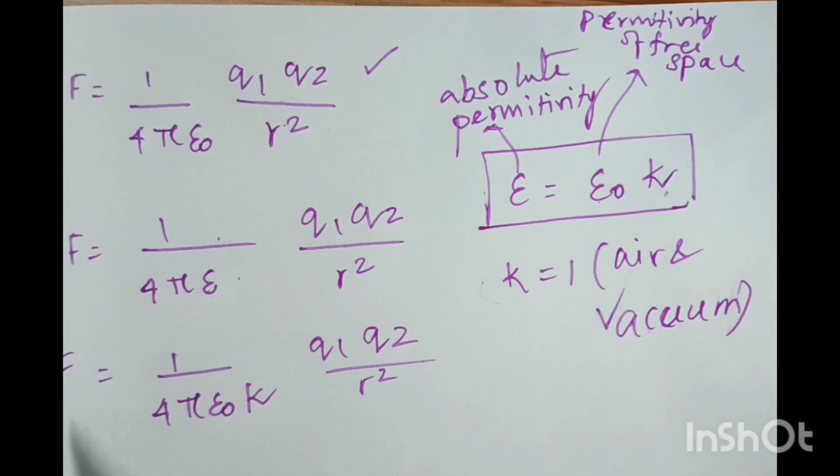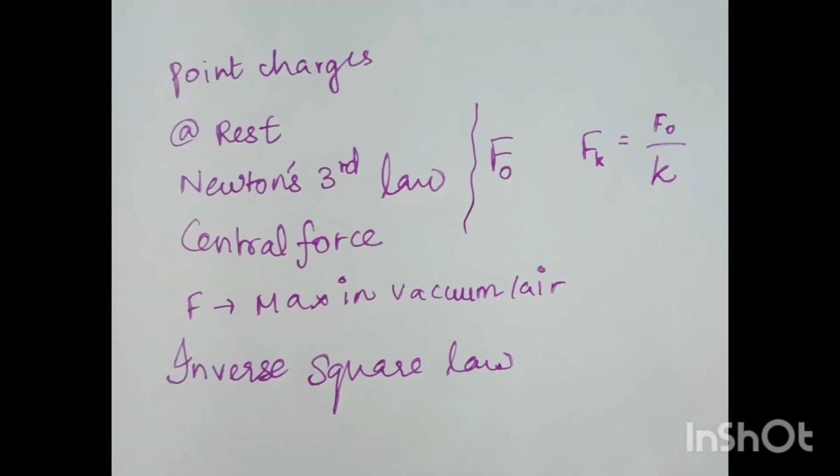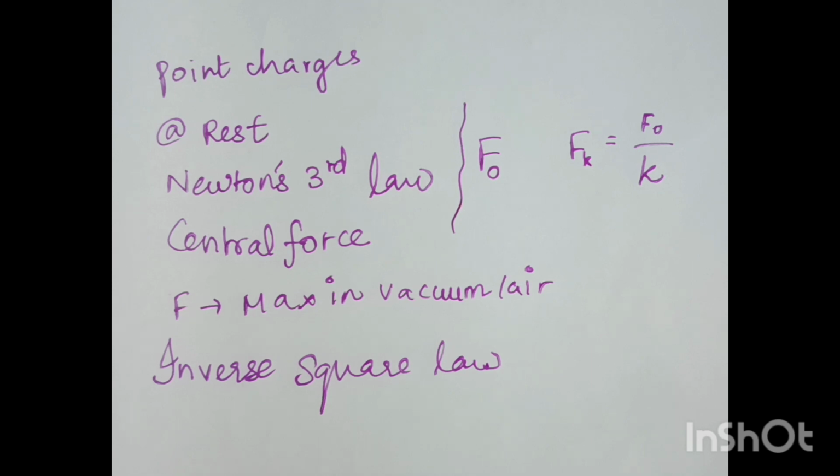So with that, the formula for force changes. That is epsilon naught into K. Instead of epsilon, there is epsilon naught into K. So depending upon the conditions, if K is given, then we have to use this formula. Now let us see the properties of Coulomb's law.